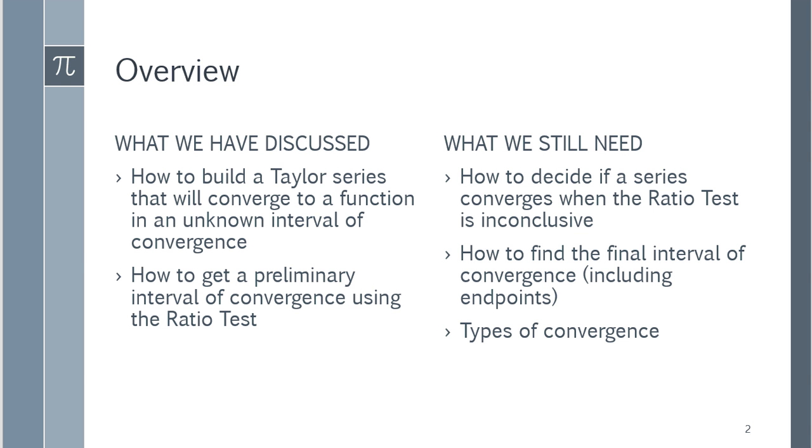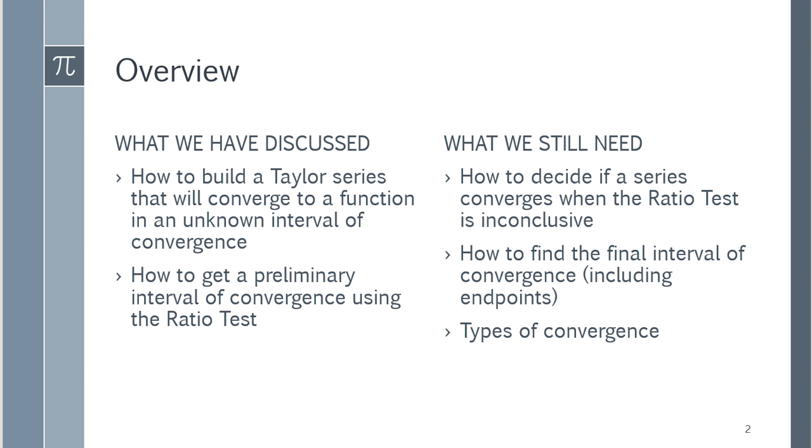So what I've discussed in this series of videos so far is how we build a Taylor series that will converge to a function in an unknown interval of convergence. And then we talked about how I could find a preliminary interval of convergence by using what we call the ratio test. So what we still need to know is how can we decide if a series converges when the ratio test is inconclusive? How can we find the final interval of convergence, which includes the endpoints?